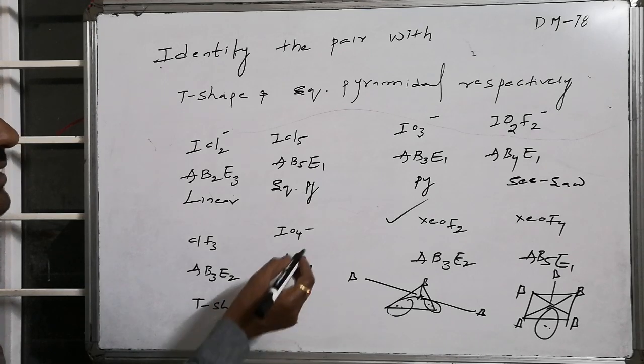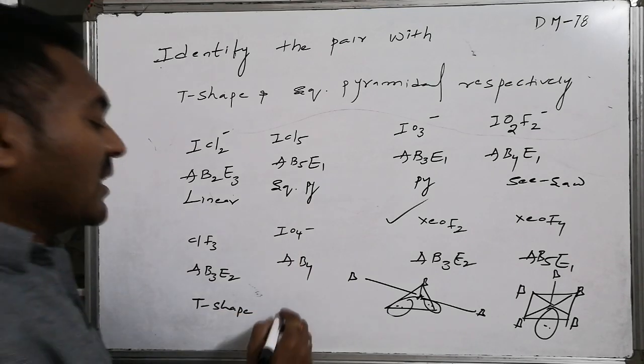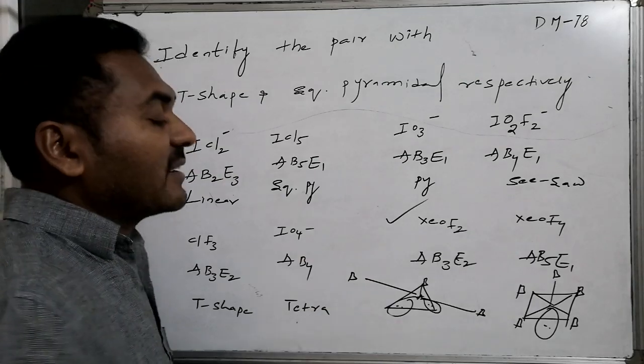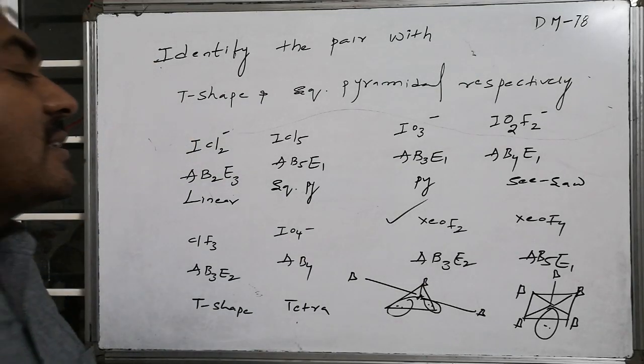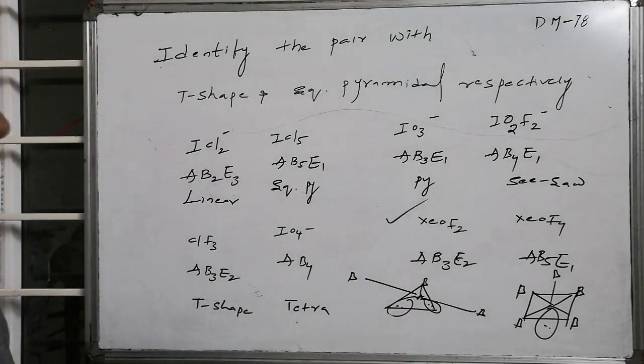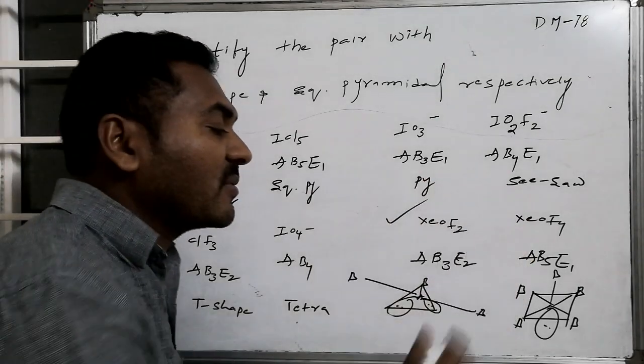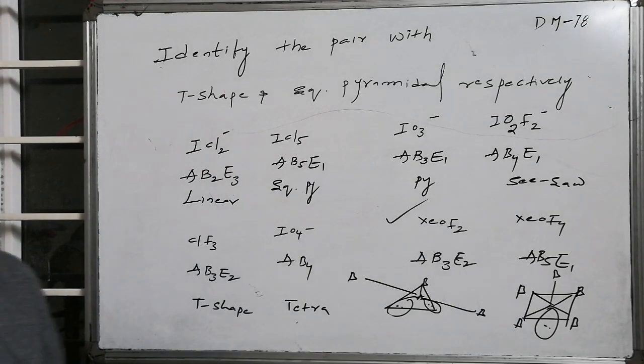But IO4 minus is only tetrahedral. Hence the proper option that matches is xenon oxydifluoride, that is bent T in shape, and xenon oxytetrafluoride, that is square pyramidal in shape.